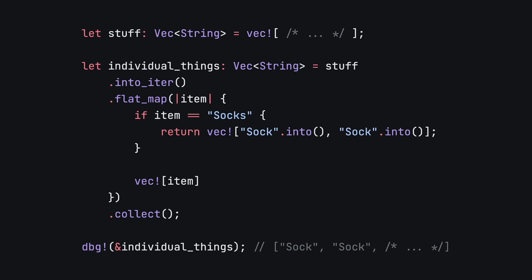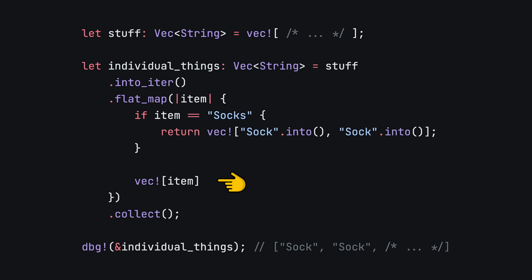Flat map gives you even more freedom in that your closure can yield any number of output elements for each input element. So now the return value of our closure is going to be an entire vector. More specifically, it can be anything that implements the into iterator trait. In this example, we're pulling apart pairs of socks. Whenever we encounter socks in the plural sense, we yield two individual sock elements. For everything else, we just pass it through unchanged.